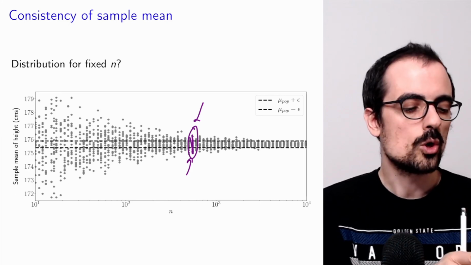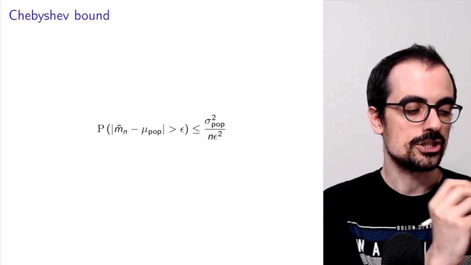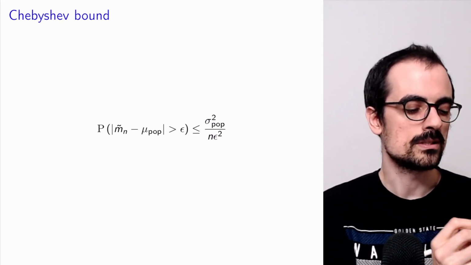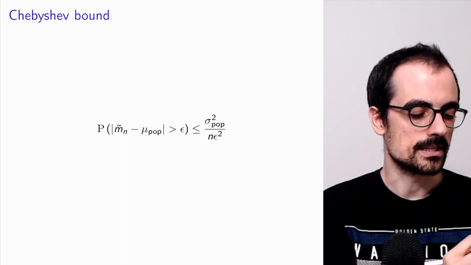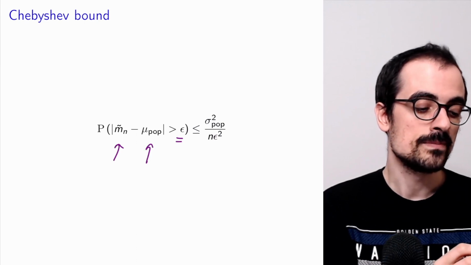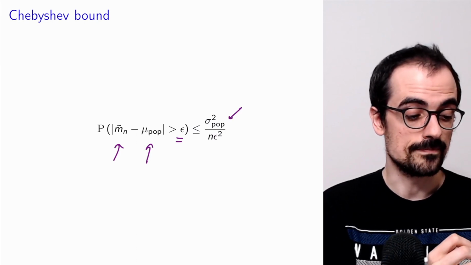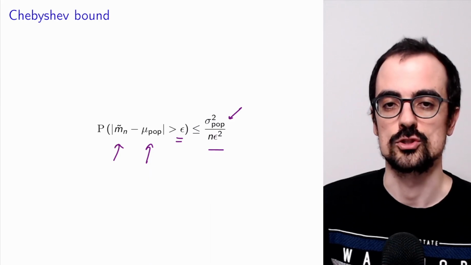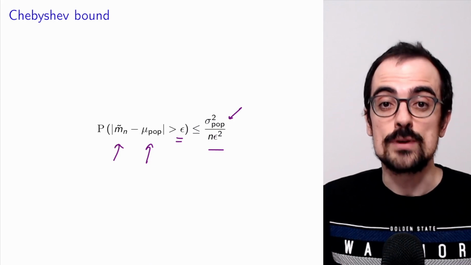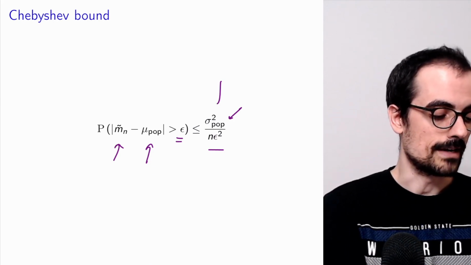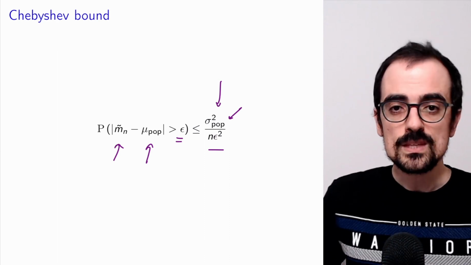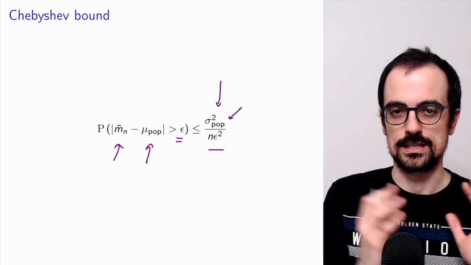To drive this point home, we can take a look at this Chebyshev bound that we use to establish the law of large numbers. The Chebyshev bound says that the probability that there's a deviation of epsilon between the sample mean and the population mean is bounded by the population variance divided by n and divided by epsilon squared. We can go to our height data, for example, and evaluate these quantities. This one is easy to evaluate. We just fix epsilon to be, let's say, half a centimeter, and then we can do this for several n's.